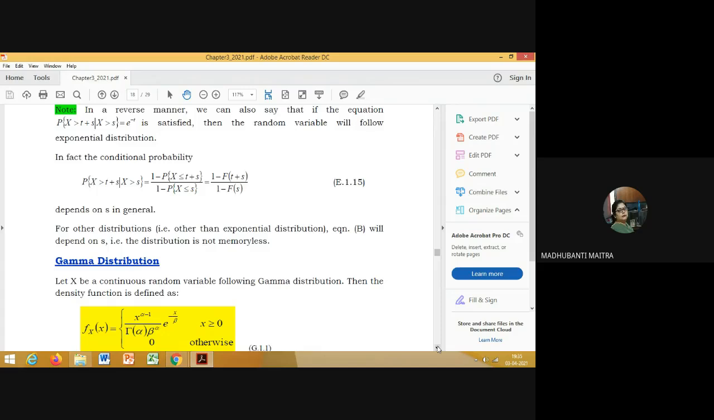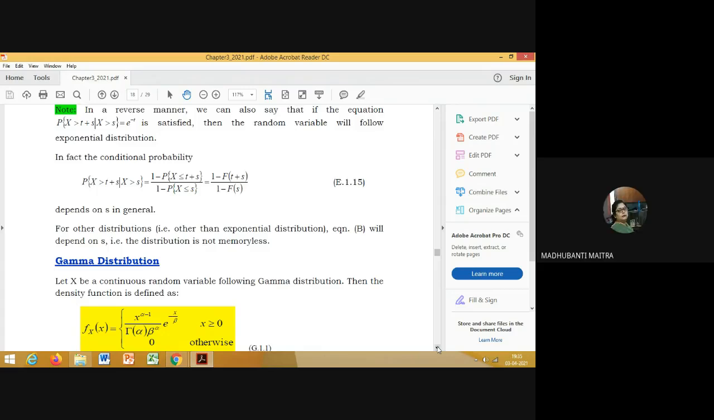Do you have any question? Do you have any doubt regarding exponential distribution? Or should I start discussing gamma distribution? Yes, we can start discussing gamma distribution.